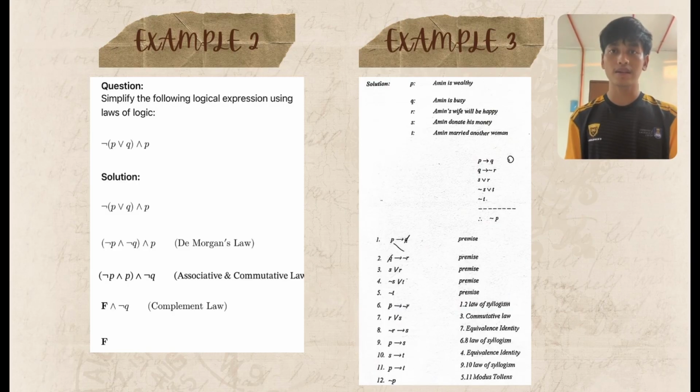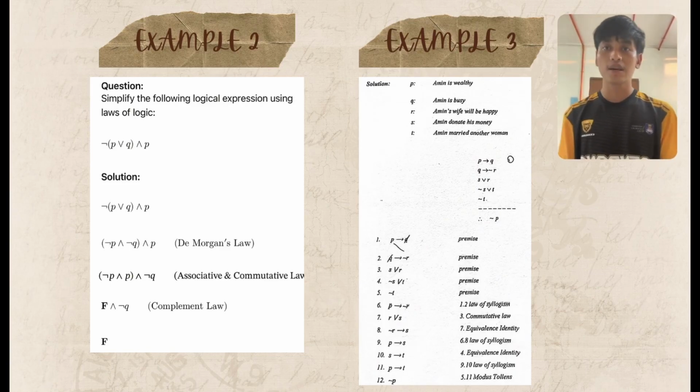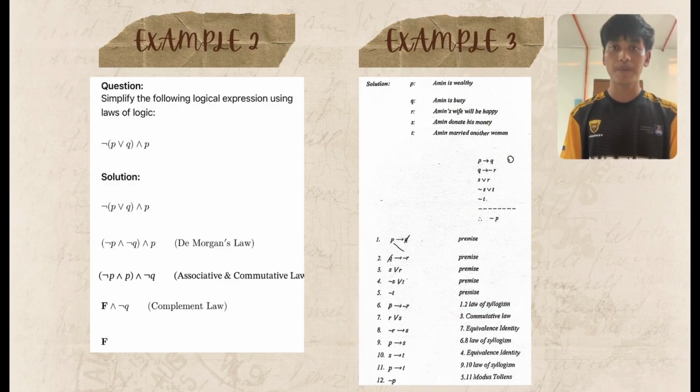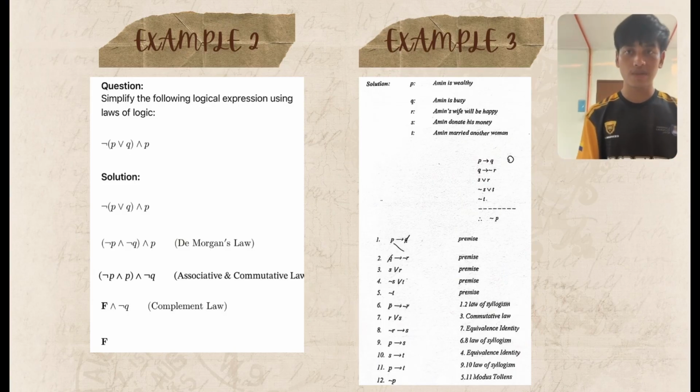Next, we rearrange the terms using the associative and commutative laws. This gives us (negation P and P) and negation Q. Now we apply the complement law where negation P and P equals false. So the expression becomes false and negation Q. Finally, using the identity law, false and anything is false. Therefore, the simplified result is false.